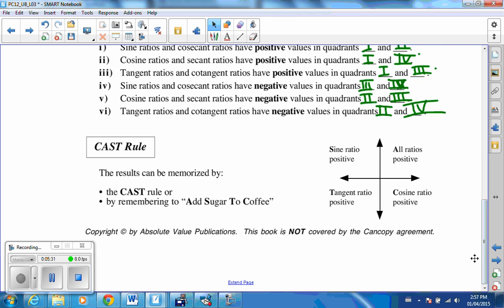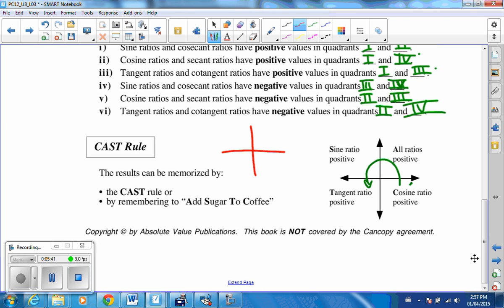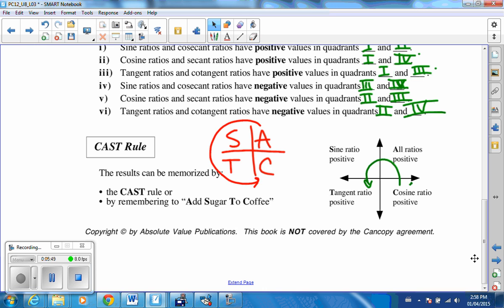So the easy way to memorize this is CAST. The trick is you have to start down here. Another way I've seen students do it is all students take calculus, and then you get to start in quadrant 1 instead of in quadrant 4. But however you memorize it is good.